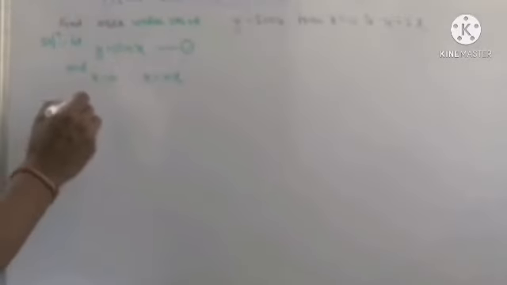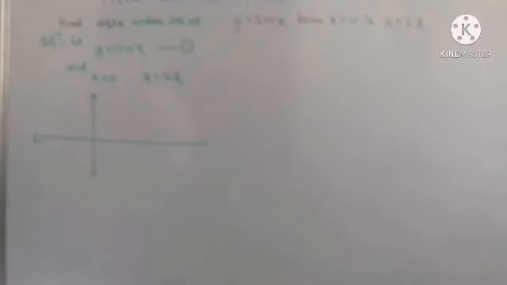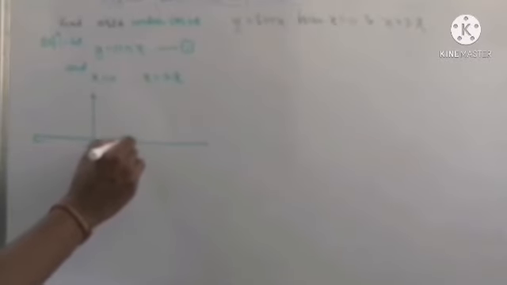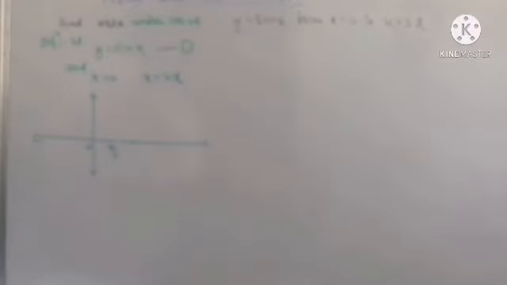Here the curve sin x is a standard curve, so we can sketch it. We plot the standard curve of sin x. On the x-axis we take the angle x in radian form, so we take the angles in units: 0, then pi by 2, that is 90 degrees, meaning 1 unit is 90 degrees.